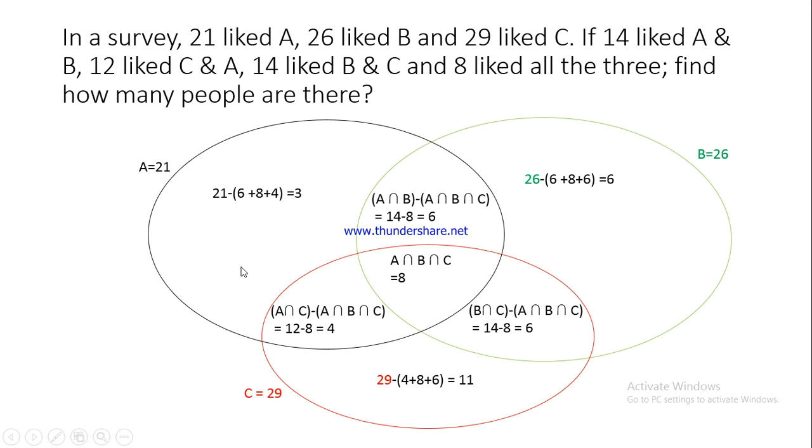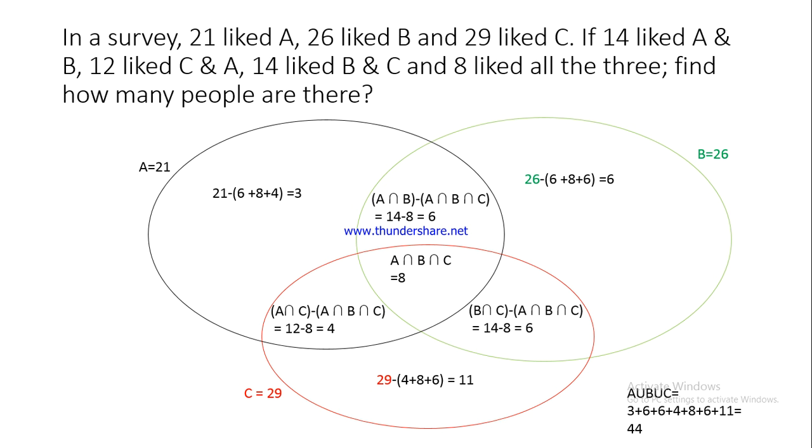Now in case you have to find out the total number of people, you simply have to add up all these small segments. There are 7 segments in all. This is 1, this is 2, this is 3, this is 4, this is 5, 6 and 7. So you have to add them all up, and then you will get A union B union C: 3, 6, 4, 6, 4, 8, 6 and 11. When you add them all up, the value will be equal to 44. So there are basically 44 people who have been surveyed.